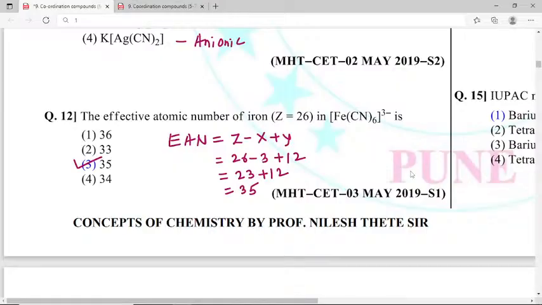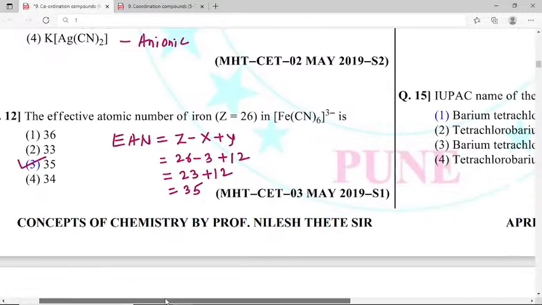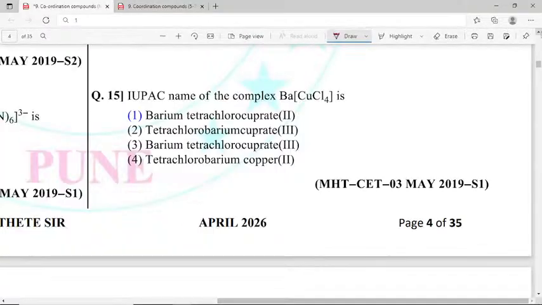Effective atomic number has a formula Z minus X plus Y. Z is atomic number, X is the oxidation state, and Y is the number of electrons donated by the ligands. So total there are the 6 ligands. So each ligand donates the 2 electrons. So 6 multiplied by 2 is the 12. So Y value came here as the 12. Okay, get it everyone? Next question.